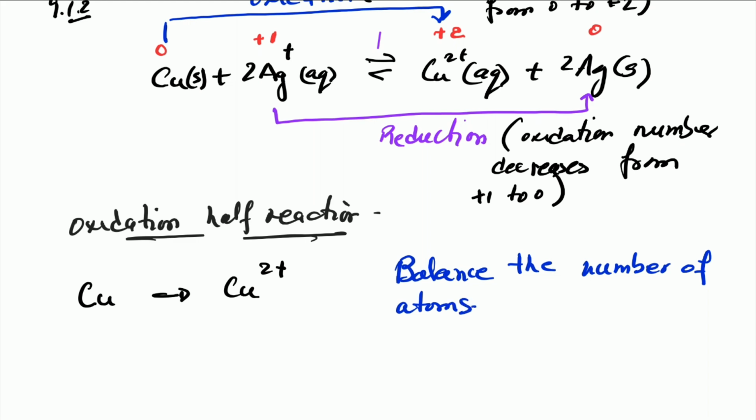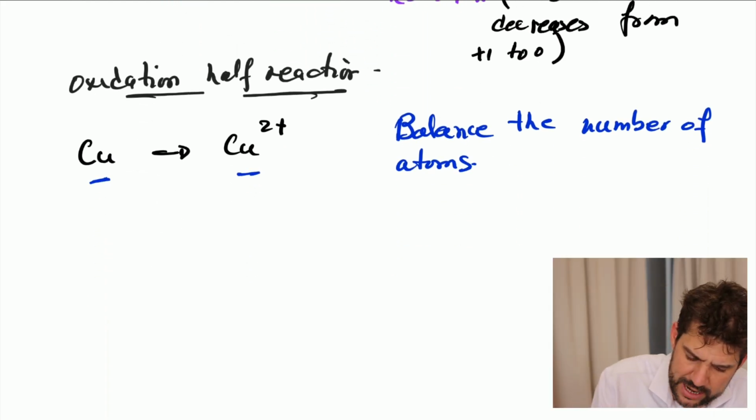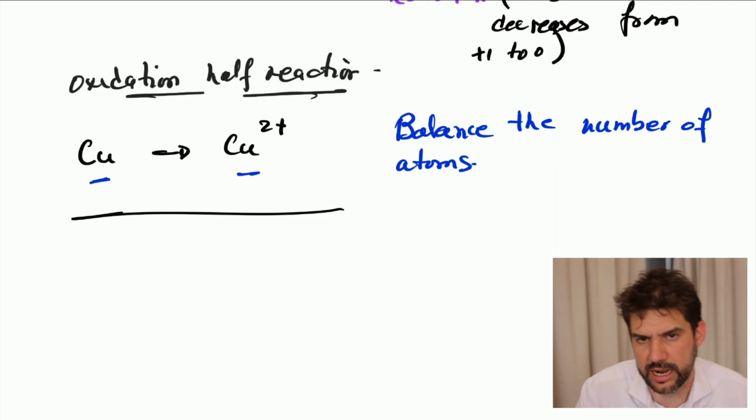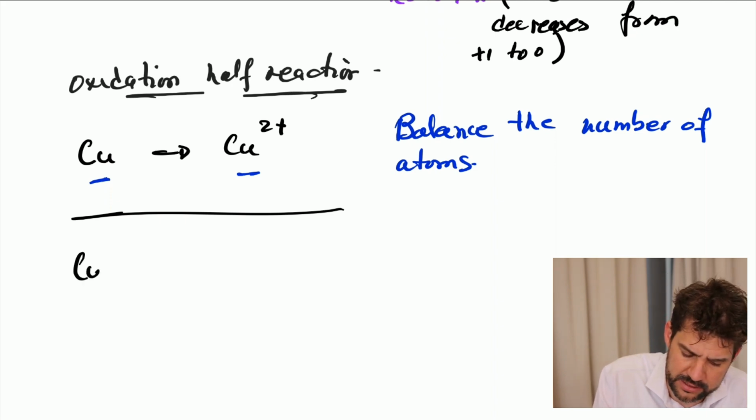So we're going to balance the atoms. We have one copper, the number of atoms is balanced. So I'm going to draw a line. Guys, you don't have to do it like me. You can do everything in one step. I just want to do it step by step so you can see how to approach this question.